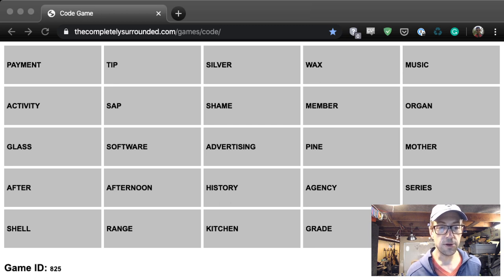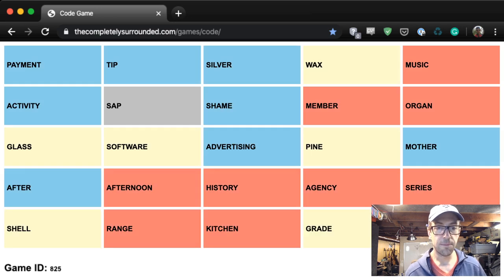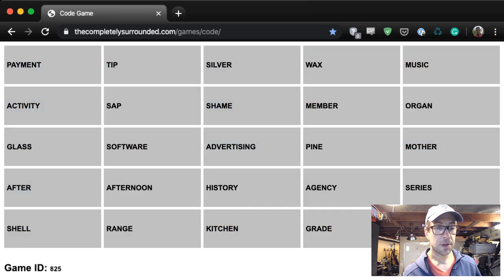So if I'm on the blue team and I'm the captain, I'm going to hit reveal hidden cards here. I can see where all of the blue agents are hiding, which is payment, tip, silver, activity, shame, advertising, mother, and after. And I want my team to be able to guess where all of those are. So I don't really want to give a one-word clue followed by the number one, because that doesn't put me ahead of the other team. Unfortunately, if the other team says one word and then three, and they're able to get three of their agents that way, then they're going to be way out ahead of us. So you have to be a little clever with your clues.